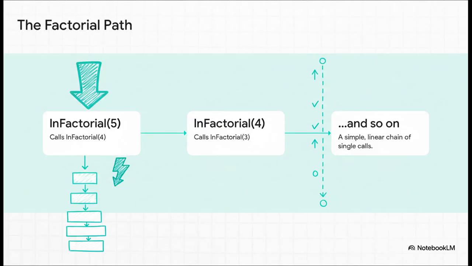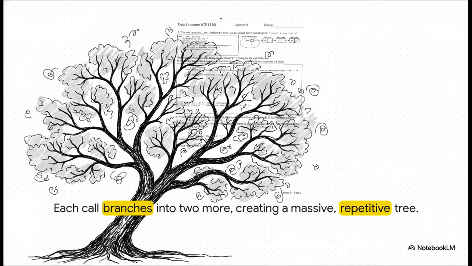Now, let's trace our speedy factorial function. When you ask it for, say, the factorial of 5, it makes just one smaller call, to the number 4. That call then makes just one call to 3, and on it goes. See? It's a nice, clean, straight line. Super efficient, very direct, one call leads to the next. No drama. But now, let's trace the path for Fibonacci.